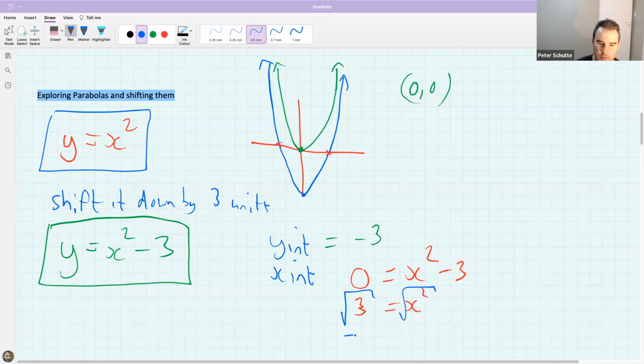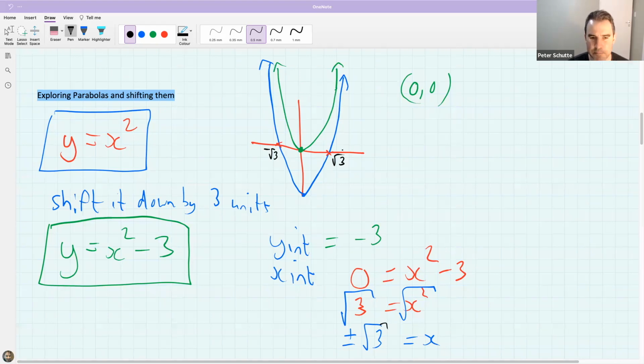But when I square root, I get plus and minus. And so this one over here is going to be square root 3, or 1.58 or something. And this intercept over here is going to be minus square root 3. And so that is an important idea. When we shifted this down, we now have 2 x-intercepts, or 2 cuts with the x-axis.